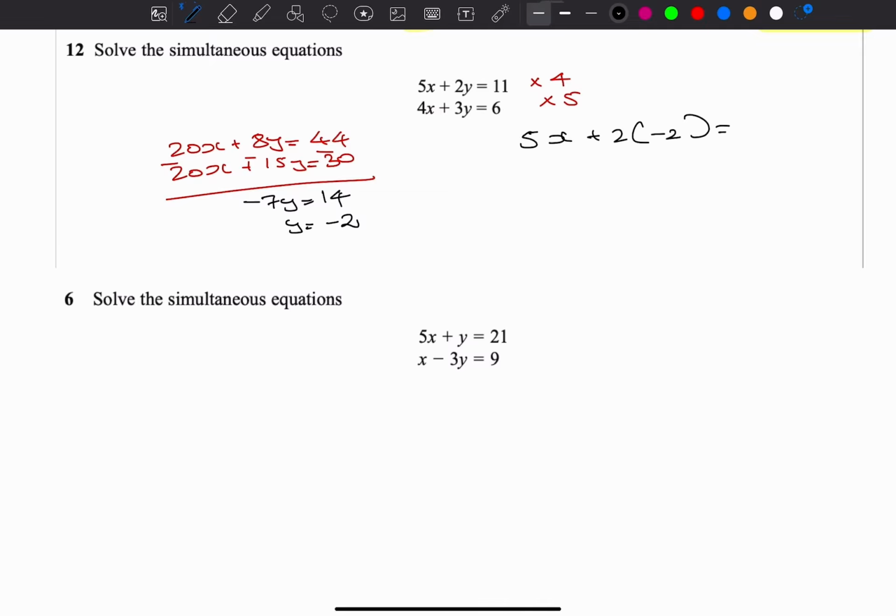Minus 2 equals 11. 5x, 2 times minus 2 is minus 4, equals 11. How to cancel minus 4? You add 4. 5x is 15. X just makes it 3.